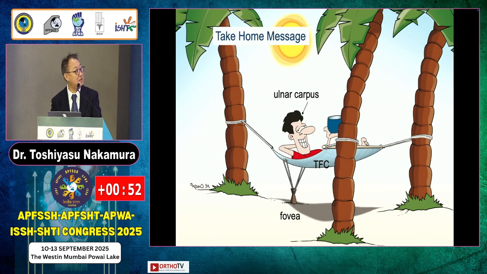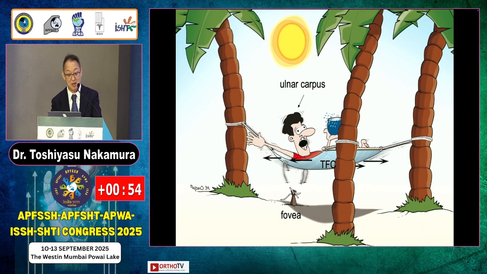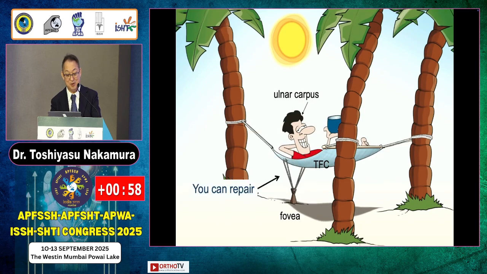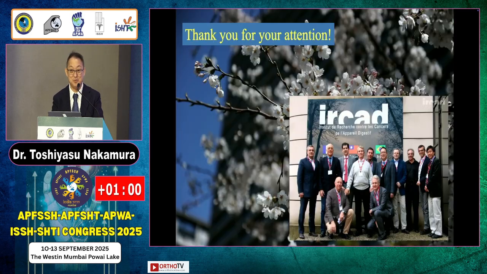This is the take-home message. So the TFC is a three-dimensional hammock. If there is a foveal avulsion, the hammock is unstable, but you can repair it.